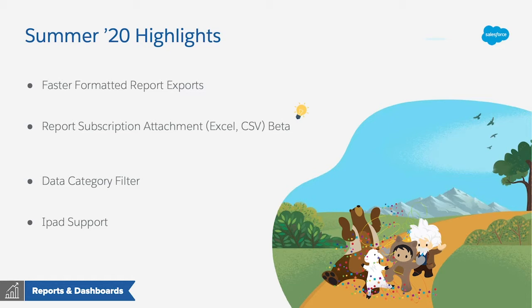The Lightning Report formatted export feature is CPU intensive in its operation, and it takes a long time to render and times out for very large reports. So with the enhancements we've made, the report exports are almost 60% faster. The next thing is report subscription attachments, and now you can subscribe to reports in formatted Excel or details-only CSV format. This feature is going beta with Summer 20 and is one of our top voted ideas.